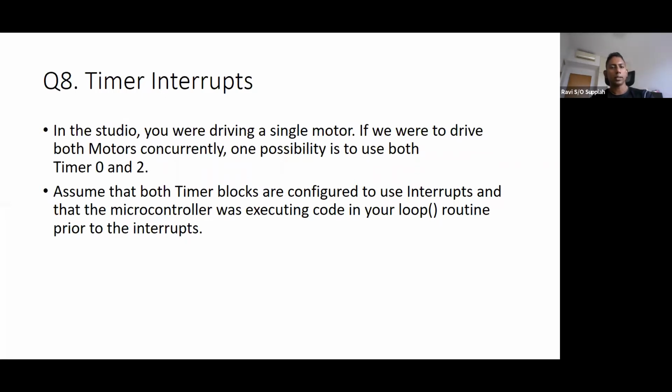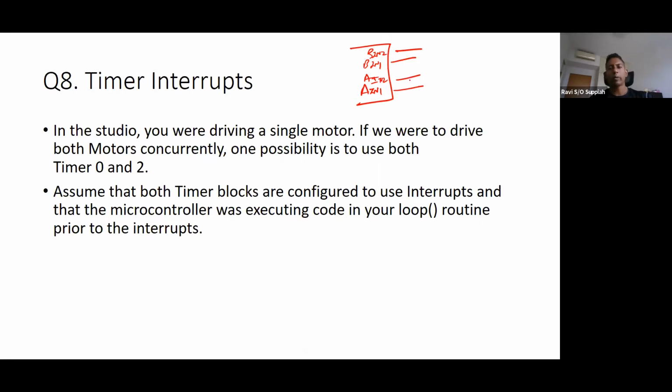Okay, so this is the last question. This one is on the interrupts. Okay, so if I'm using both motors concurrently, all right, if you look back at the driver chip, our motor driver chip, you have A in 1 and A in 2 and B in 1 and B in 2. That means technically I need 4 PWMs if I want to drive both motors in dual directions. Correct? I need to be able to have these 4 different PWMs.